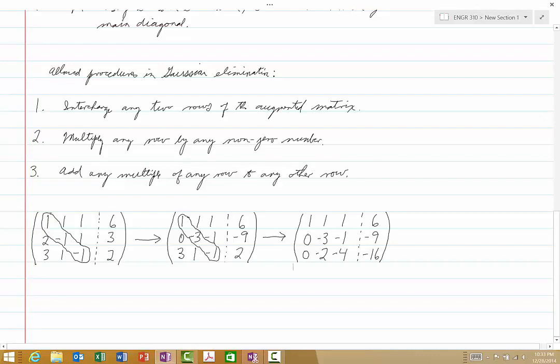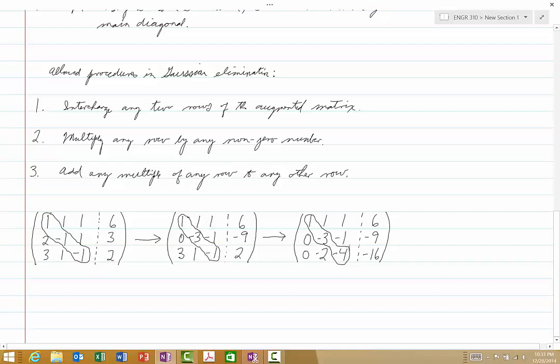And so at the end of this second step of Gaussian elimination, we would have this augmented matrix right here. And now you can see here is the main diagonal. And now we have only one non-zero term below the main diagonal.